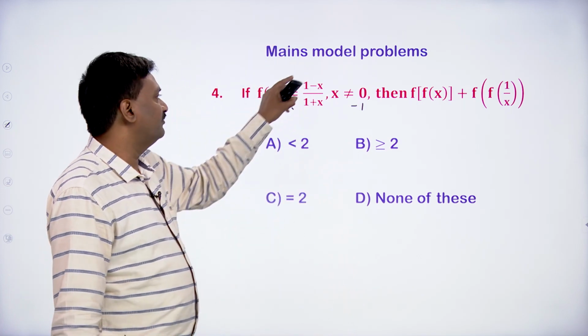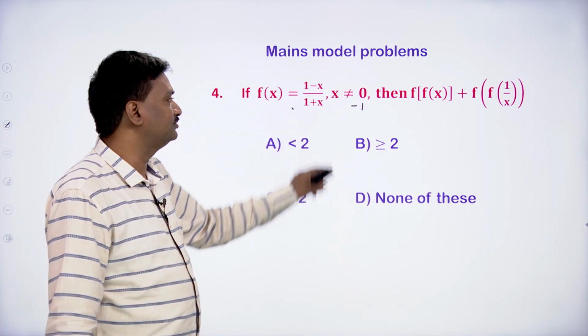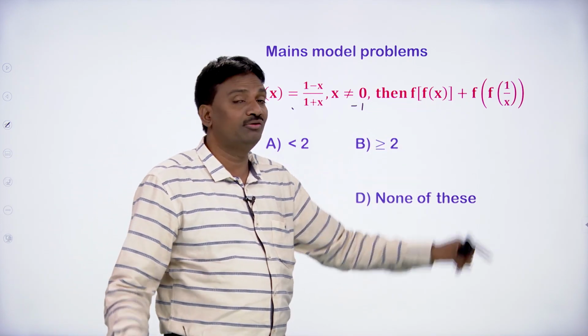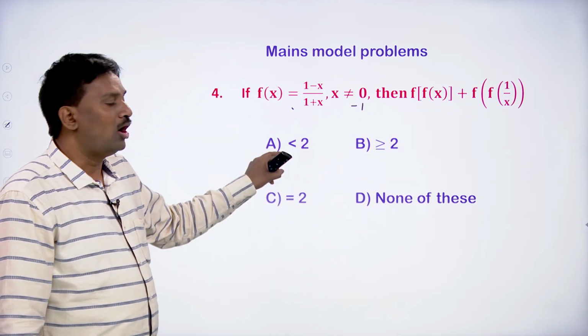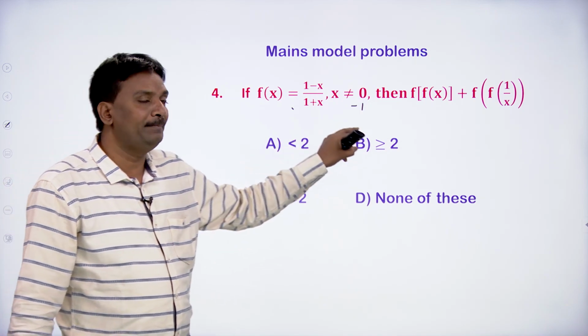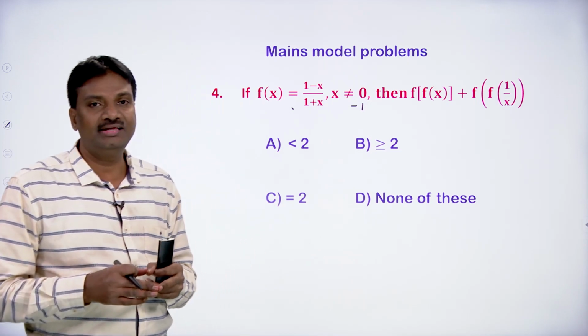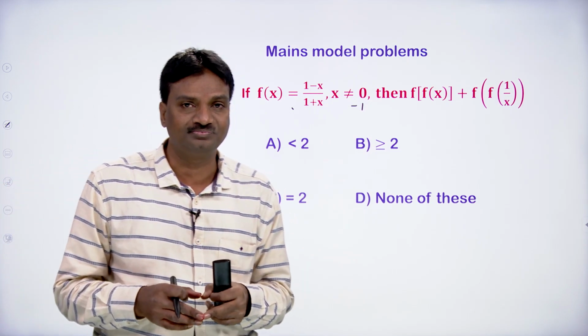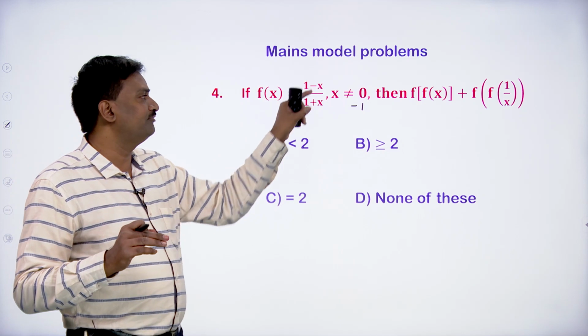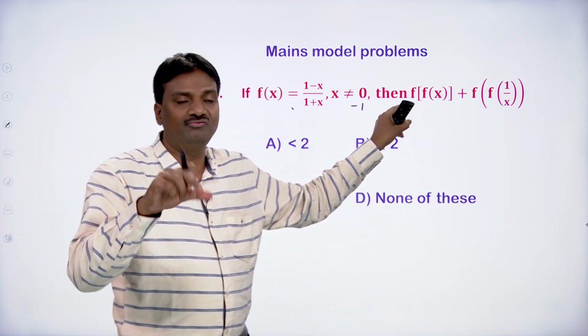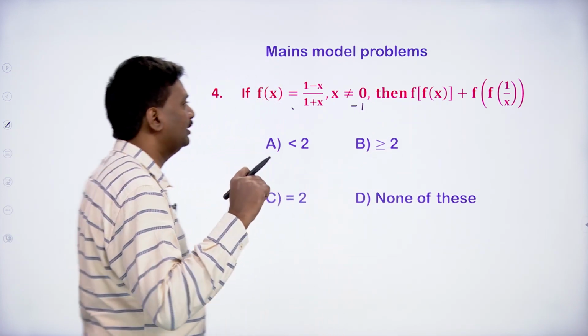Now, if f of x equals 1 minus x by 1 plus x, x not equal to minus 1, then f of x plus f of 1 by x. The options are given as: A, less than 2; B, greater than or equal to 2; option C, equal to 2; and option D, none of these. If the function f of x is defined as 1 minus x by 1 plus x, here we have f of x plus f of 1 by x.